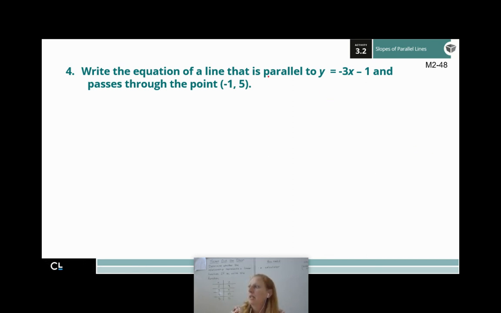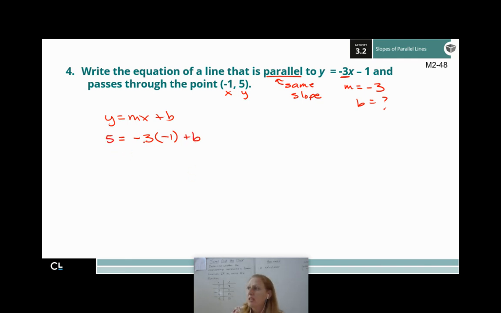All right, the line is parallel, so that means same slope. I can see the slope here. The slope is negative 3. Great, but I'm missing b. So let's do this. y equals mx plus b. I know my slope is negative 3. Hey, I have an x and a y, don't I? So instead of x, I'm going to plug in negative 1. Instead of y, I'm going to plug in 5.